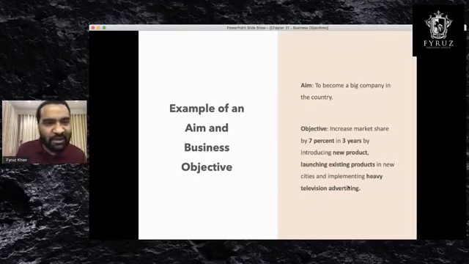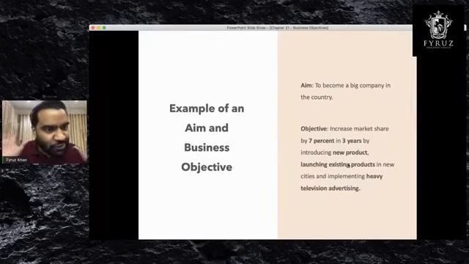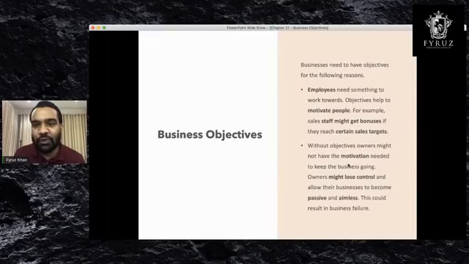Everybody knows that we have to increase our market share by 7% in 3 years by doing this, by doing that. So everyone is on a common page. Everyone knows what is supposed to be done. Everyone has a shared goal, a shared objective, right?